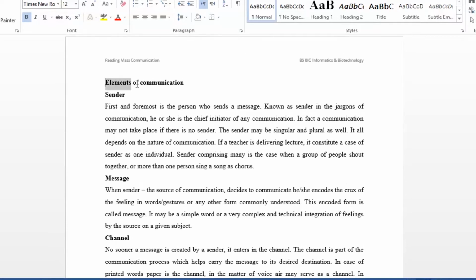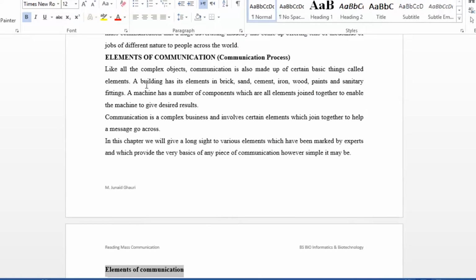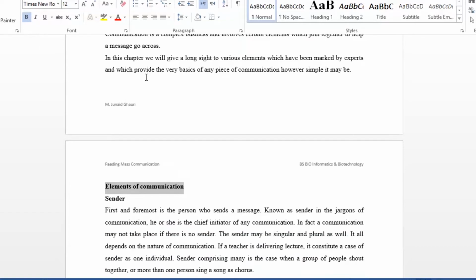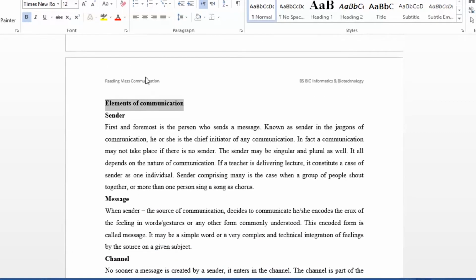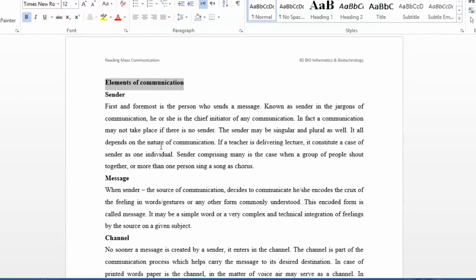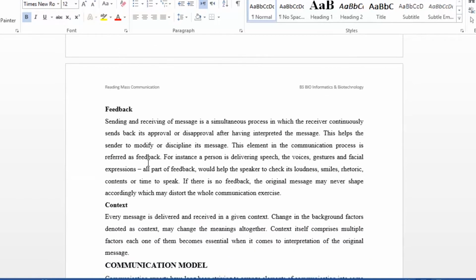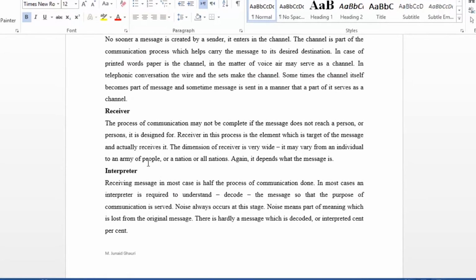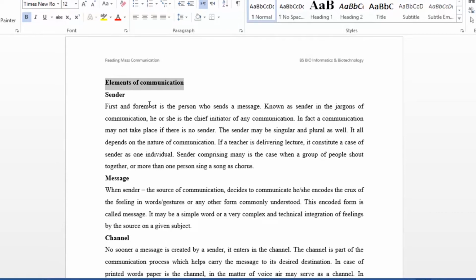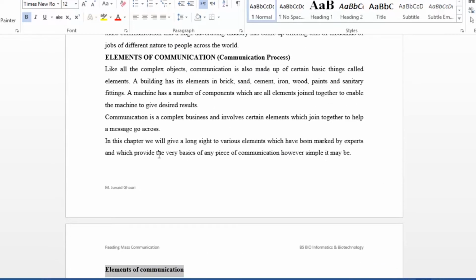So if we talk about the elements involved in the communication process, we can say that there is an idea, encoding, channel, decoding, content, context, then feedback, and then noise. These are all part of the communication process that we are talking about. Now if we have a little look at all these points, we will have a clear idea about this.